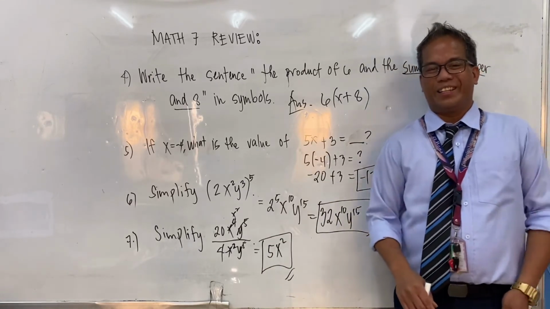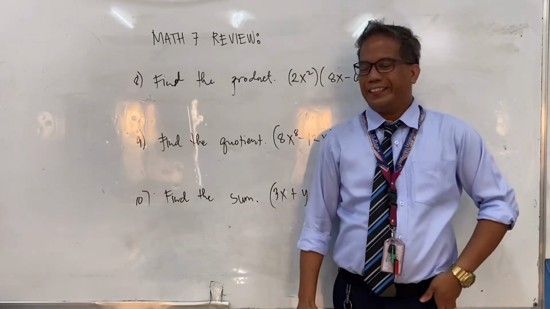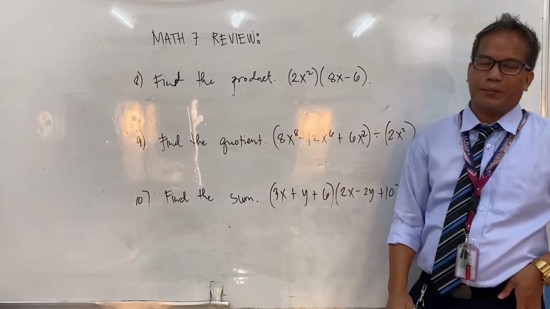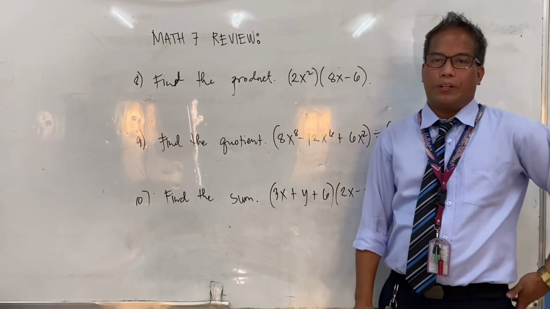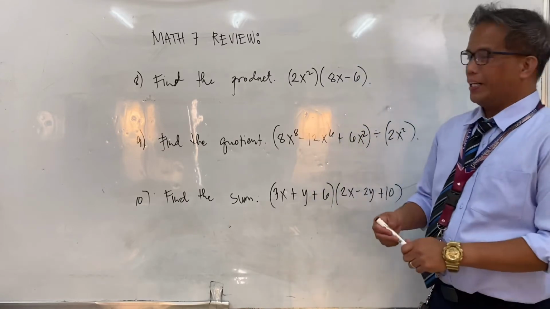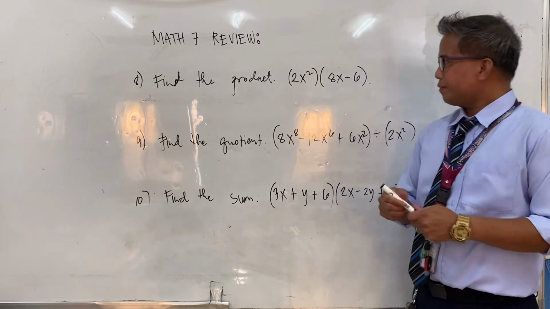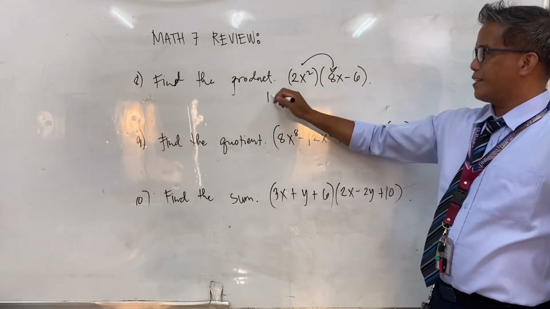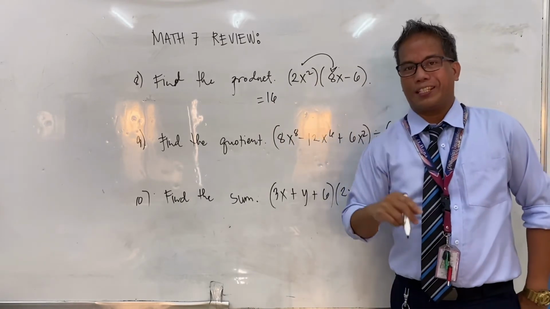As simple as that. Did you understand, Grade 7? Okay. Question number 8. Find the product 2x squared times 8x minus 6. So we have a monomial, then binomial. When we say product, we are going to use multiplication. So we will apply here the distributive property of multiplication. 2x squared times 8x, 2 times 8 equals 16.